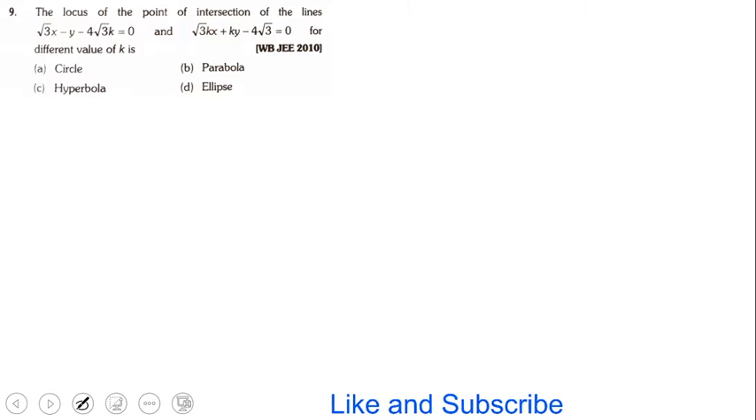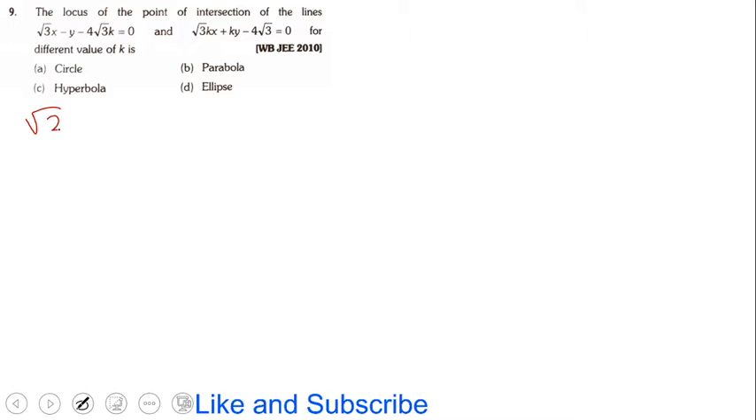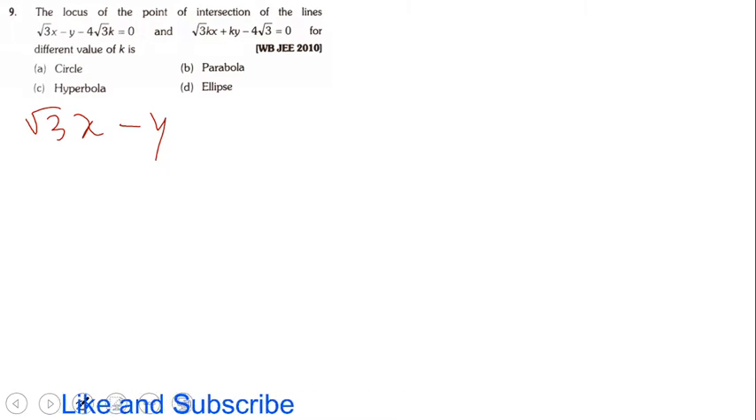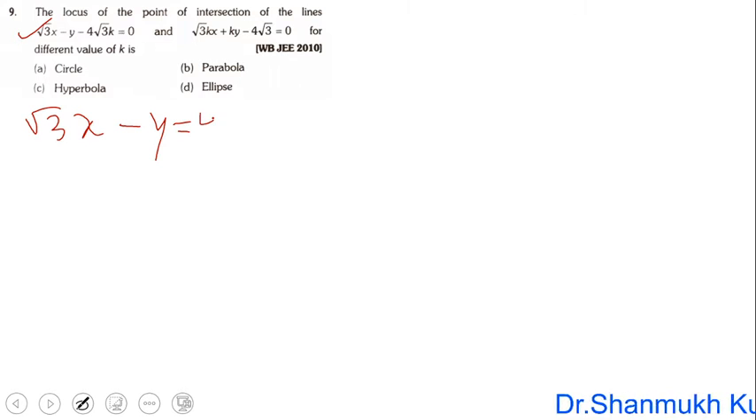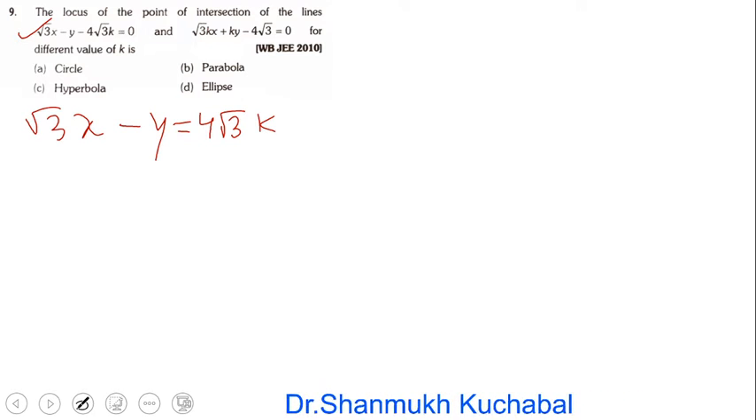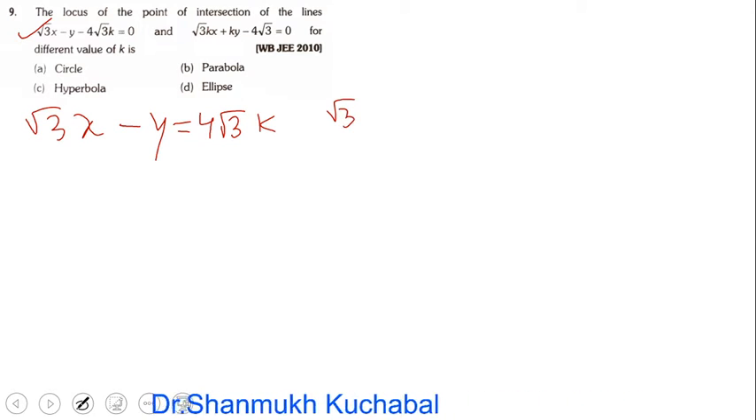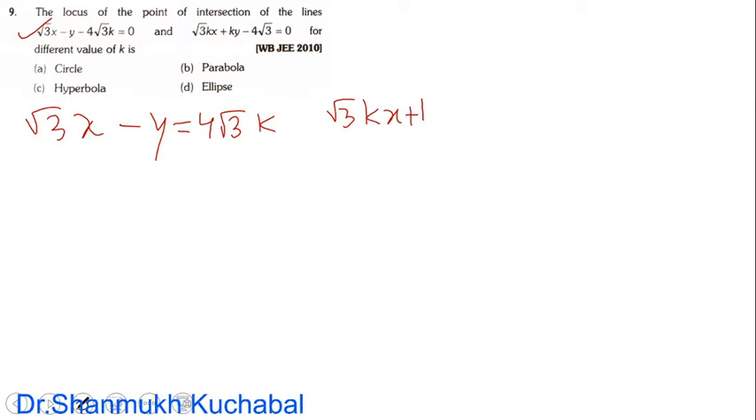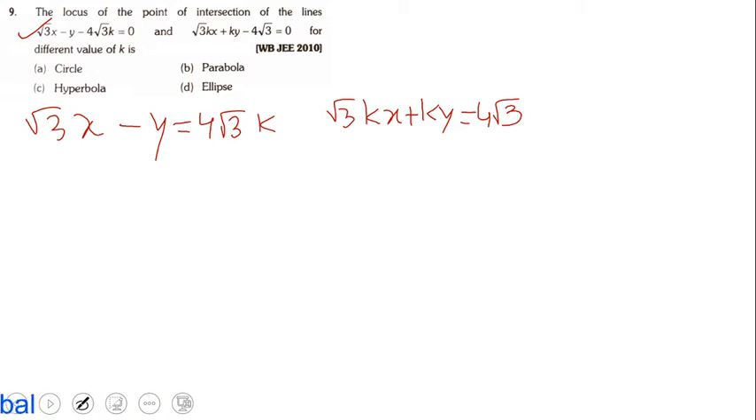The locus of the point of intersection of the lines; we have 2 lines. The first line is root 3 x minus y equal to minus 4 root 3 k, which I transpose to the RHS as 4 root 3 k, as the first equation. Another equation we have is root 3 kx plus ky equal to 4 root 3. Now we will simplify the second equation.